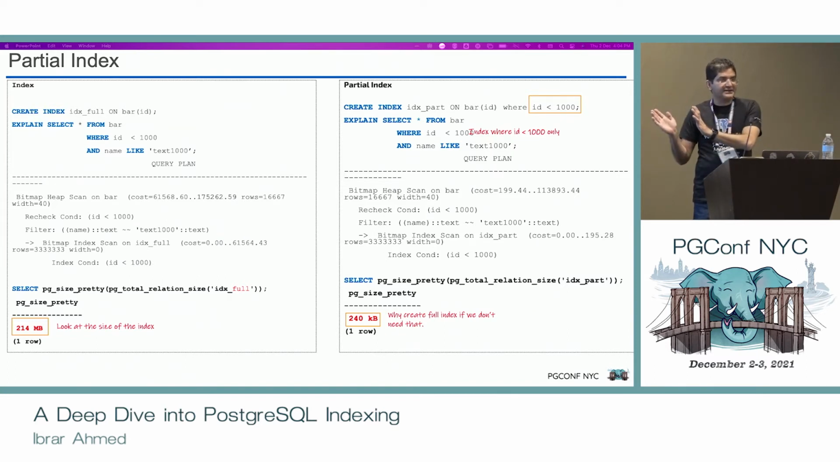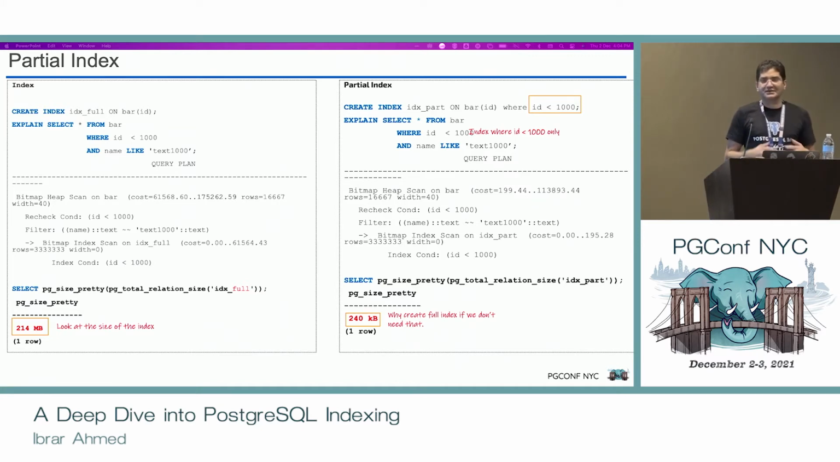That's the negative point: when we are querying outside of that boundary, the index will not be used. But the size is lower, and it works when we are querying within the boundary. That's called a partial index. It's not a full index, it's a partial index, because you are providing the where clause.